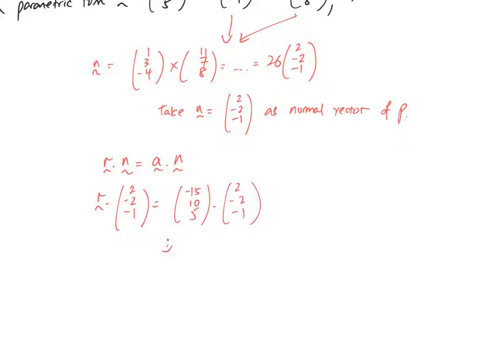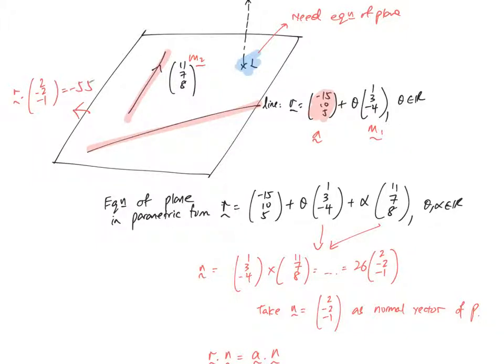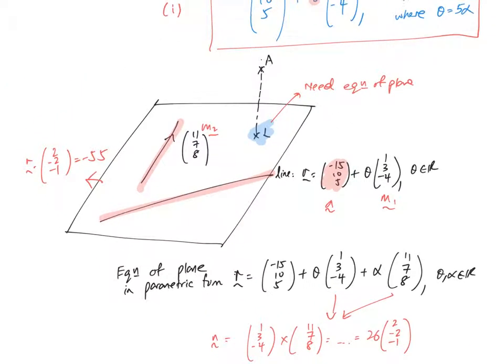And the equation of the plane should turn out nicely to be r dot (2, -2, -1) equal to -55. Once we have the equation of the plane, if we go back to the question, this just tells us the equation of the plane. With this, we are able to use it to help us find L.